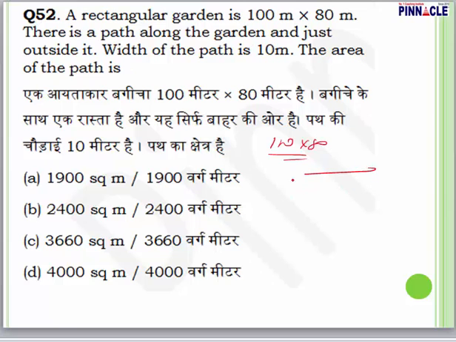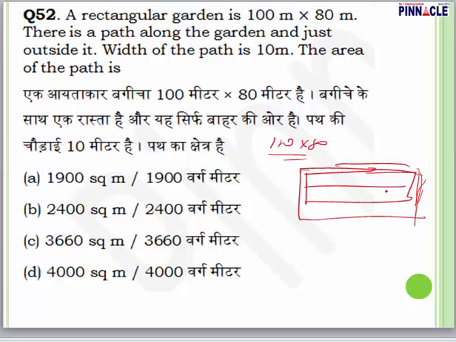There is a path along the garden and just outside it. In other words, this is the garden and this is the outside path, and the width of the path is 10 meters. Area of the path would be, now I have already told you one short trick related to this kind of question. And what is this? Area of path is always equal to L plus B, and when the path is outside you have to put plus, and if it is inside then you have to put minus.